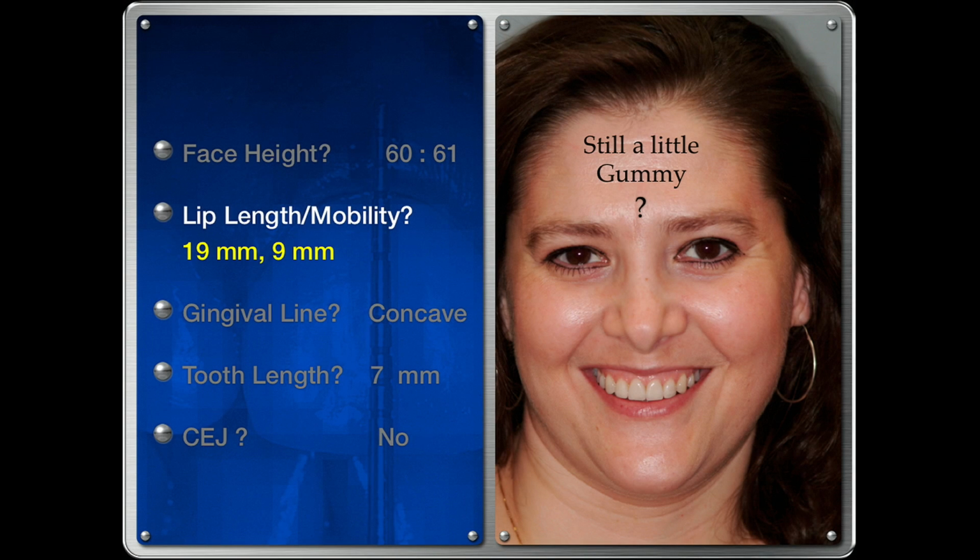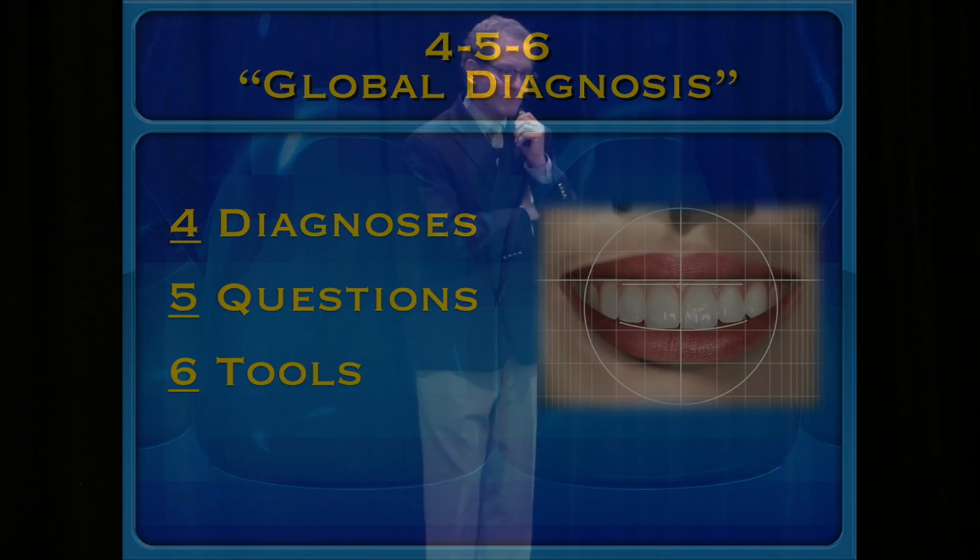So what did we treat? We treated the gingival line problem with orthodontic intrusion. We treated the altered passive eruption with aesthetic crown lengthening. The one thing we didn't treat was her upper lip. So if Lynn was really unhappy with her presentation, we could give her Botox and or filler to take care of that final piece of the puzzle. So we have 4 diagnoses, we've got 5 questions, and we've got 6 tools.